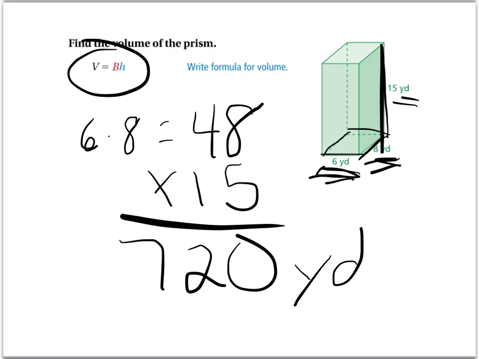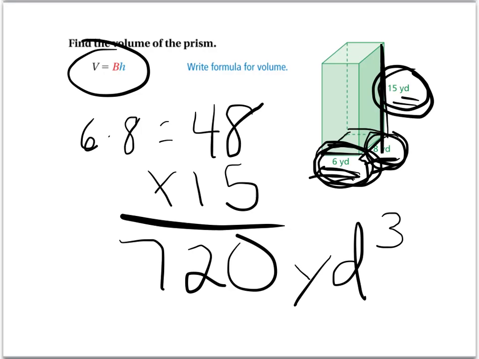Now this is interesting. It's yards cubed, to the third power. The reason why is I'm now talking about a third dimension. How many cubes I have? 1 times 2 times 3. A third dimension, into the third power. So area is always squared. Volume is always to the third power.